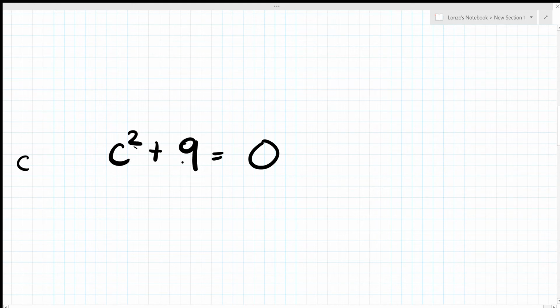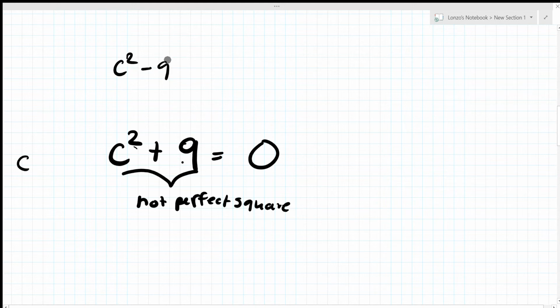Now don't get confused. This is not a perfect square. It would be a perfect square if it was c squared minus 9, but it's not. It's c squared plus 9, so it's not a perfect square. So what are you going to do here? Let me rewrite it again. c squared plus 9 equals 0. So yeah, this is not a perfect square.